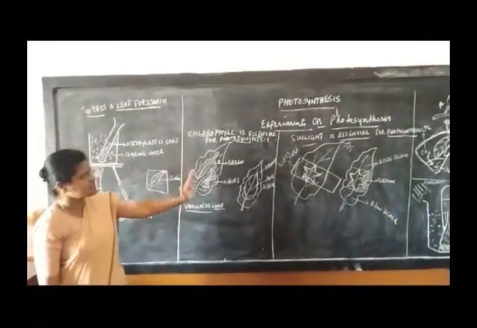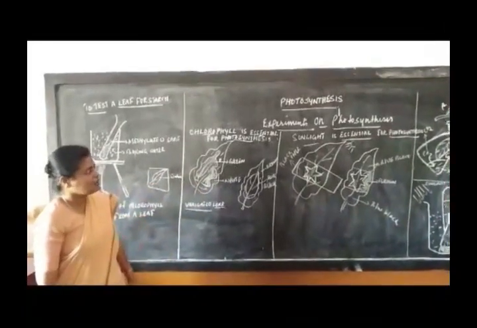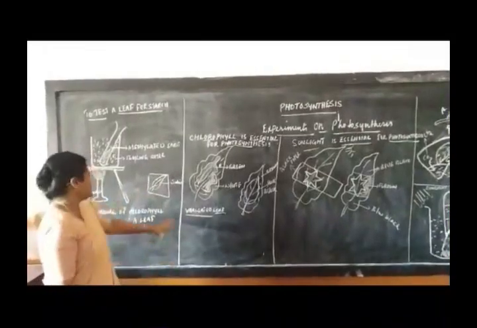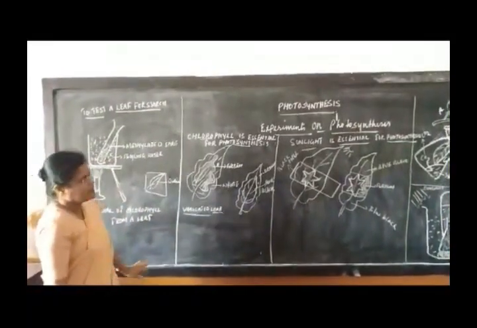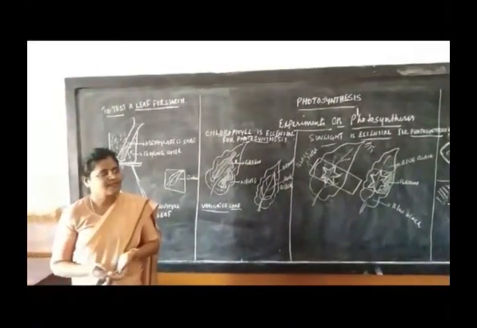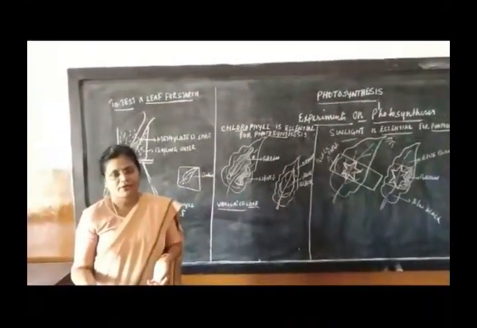Except for the oxygen experiment, for all other experiments on the raw materials essential for photosynthesis, for chlorophyll, sunlight and carbon dioxide, you have to always go for destarching, and at the end of the experiment you have to go for the starch test. With this I come to the end of the chapter. We will see absorption of water by root in the next class.